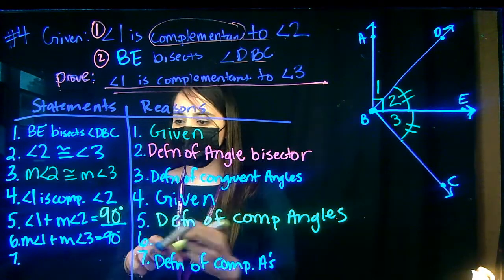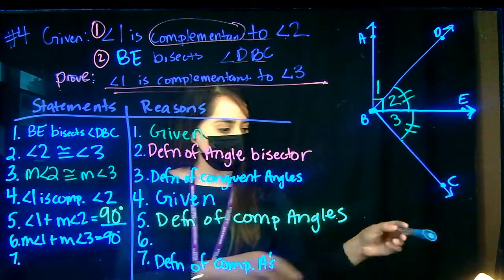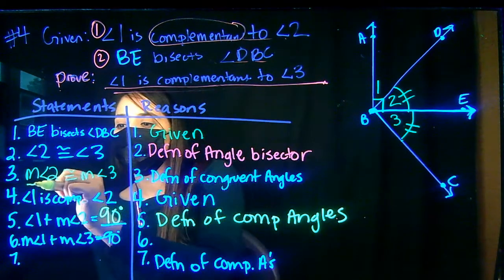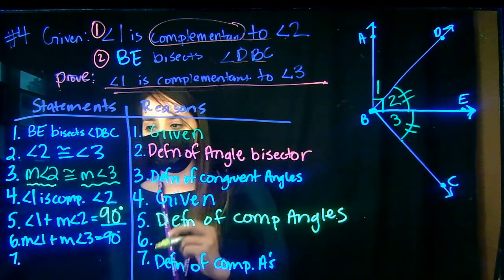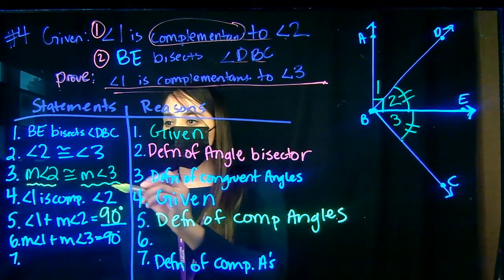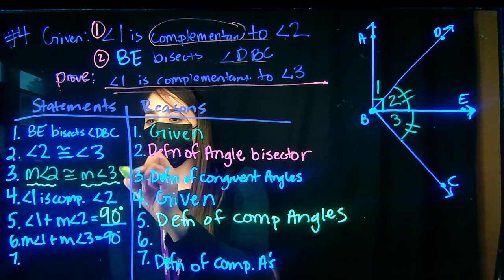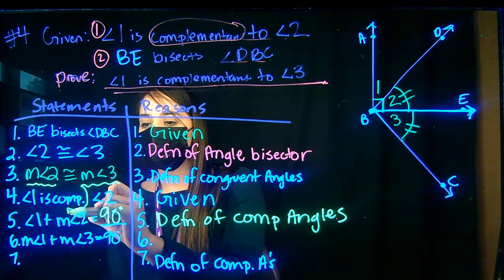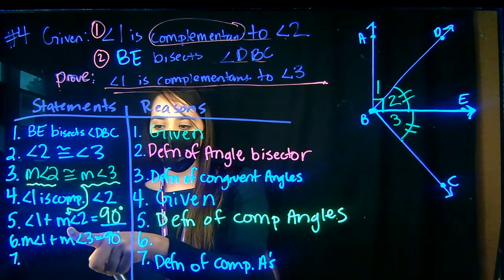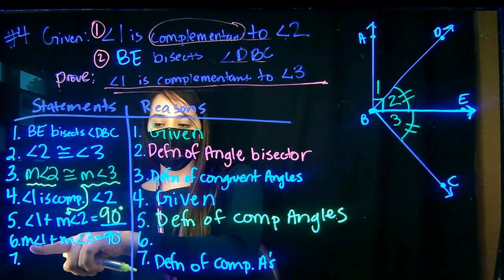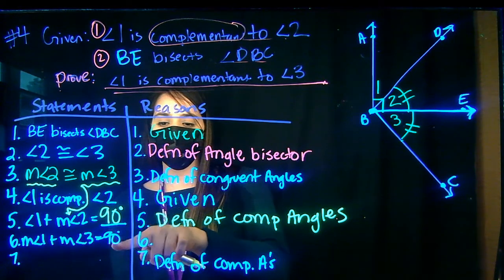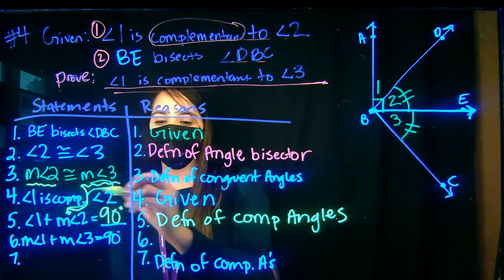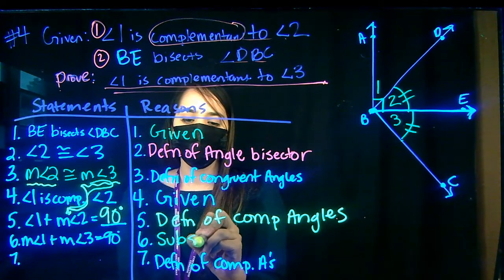So if you guys notice, I'm going to use a different color. I'll stick to yellow. So do you guys remember that the measure of angle 2 is congruent to the measure of angle 3? So since the measure of angle 2 is congruent to the measure of angle 3, we can substitute that into this statement right here to get us the 6th statement. The measure of angle 1 plus the measure of angle 3 is also 90, right? So remember, when we substitute something in, we could write substitution property.